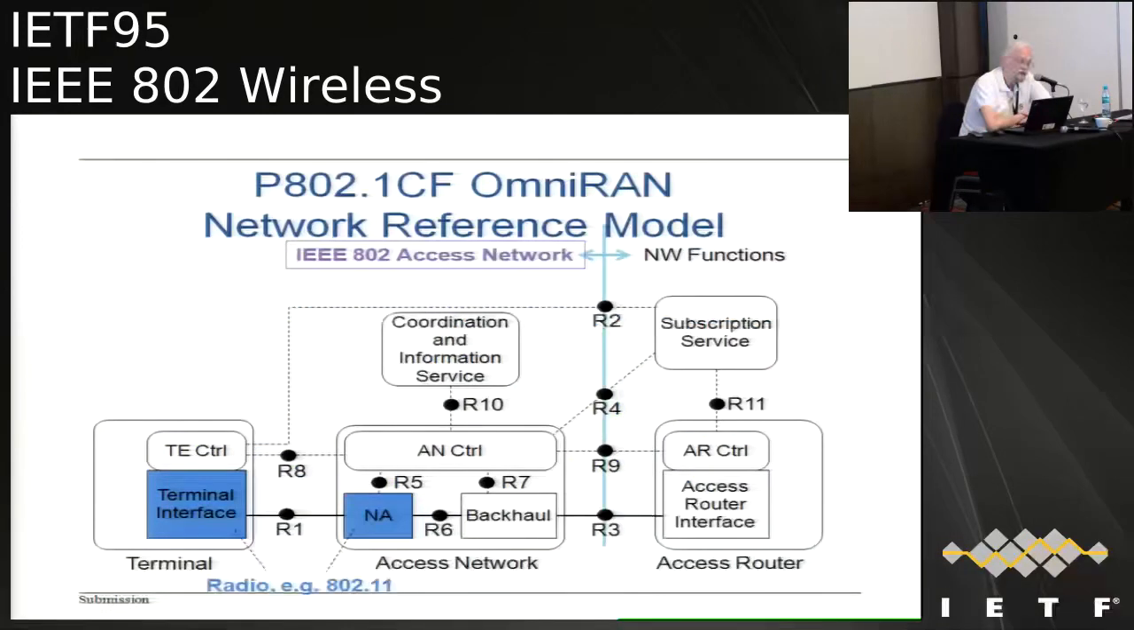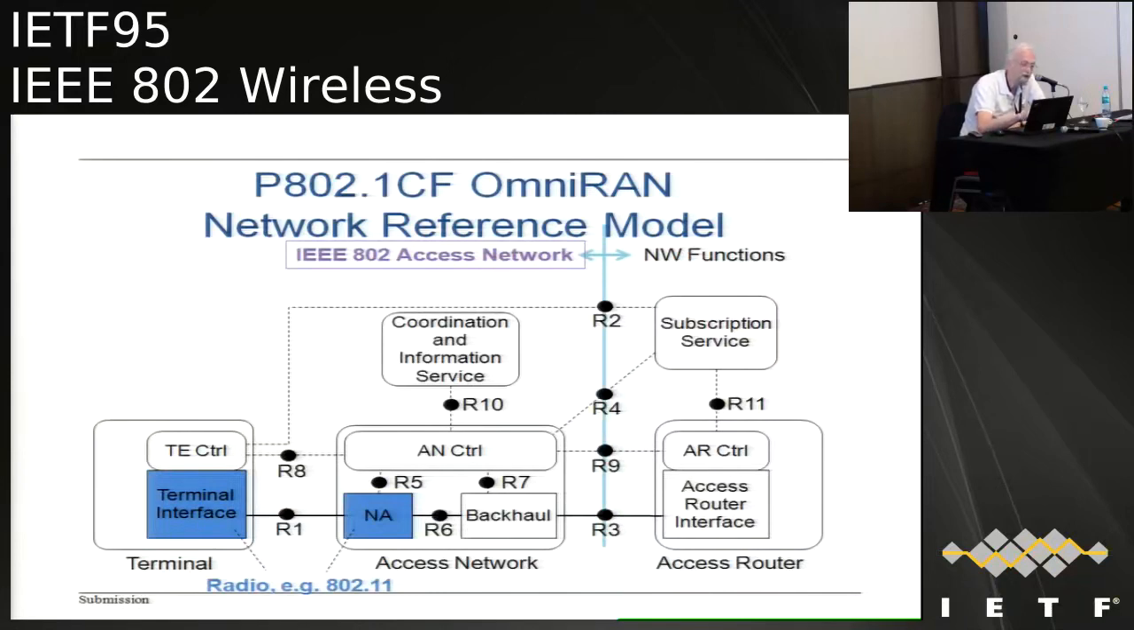So this is the OmniRAN reference model, and I didn't bring in the definition for all these reference points, but basically what you have is, if you looked at the reference point model for WiMAX, you would see similarities in how this has grown up from the WiMAX reference point model. So basically there's an access network with several internal reference points.